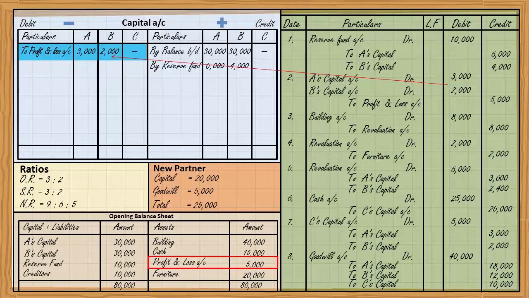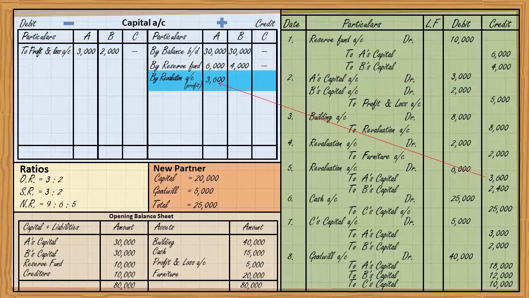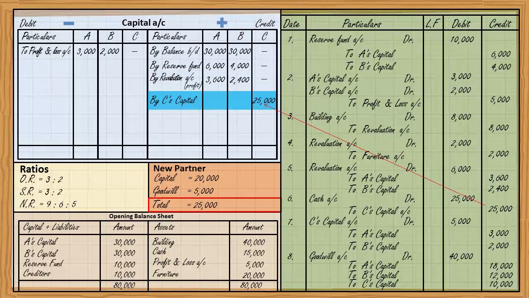And after that we distributed revaluation profit. So on credit side, by revaluation account. In inner column, please write down profit 3,600, 2,400. And after that there was incoming of new partner. So by cash 25,000 in the column of C.